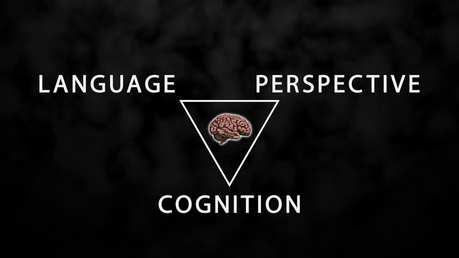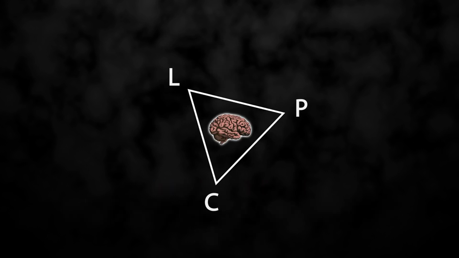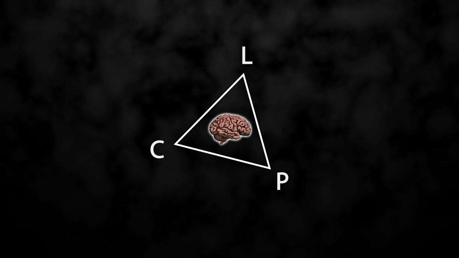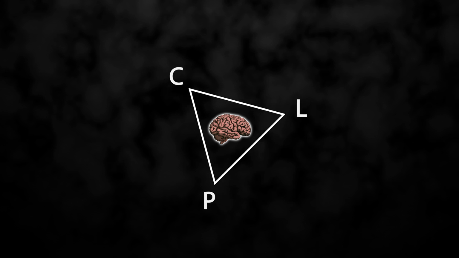In Obstacles to the Truth Part 1, we outlined the cognition, language, perspective triad. In Part 2, we'll cover the obstacles themselves. Be sure to watch Part 1 before watching Part 2. Between cognition, language, and perspective, there are a number of obstacles that can prevent a person from arriving at the truth. We're going to start with perspective and work our way back around to language.